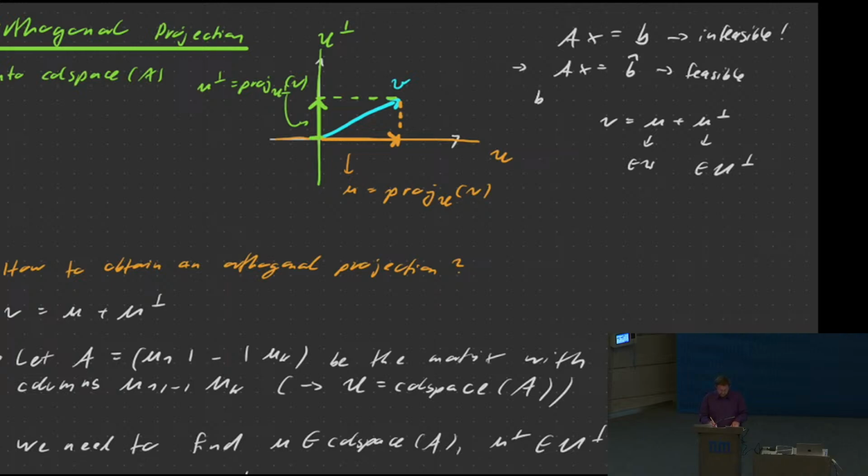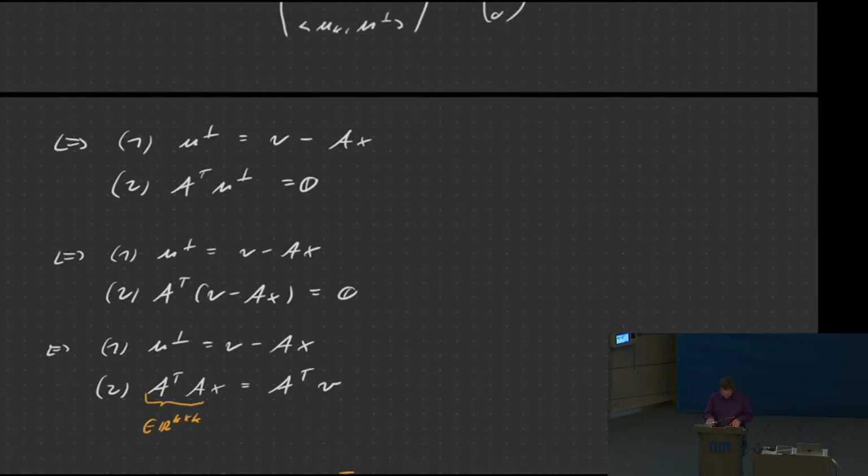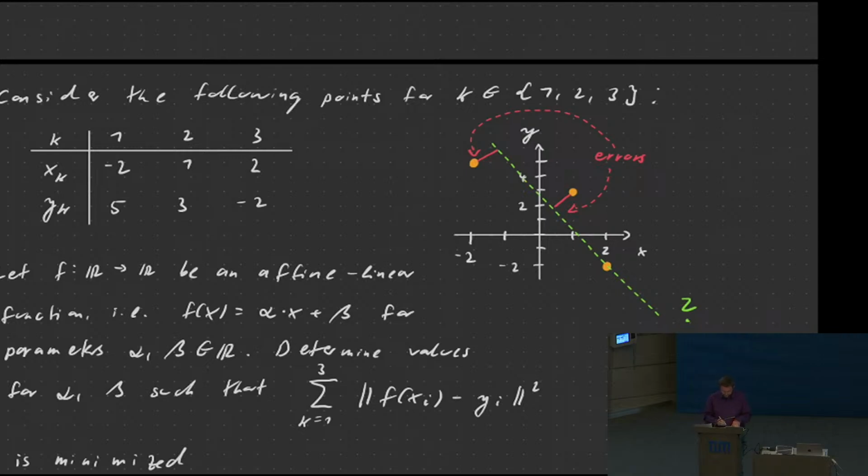Right? So basically, this norm will be minimized. Just move that out of the way here. That's the idea of this least squares method. I'll get back to that later on. Just a small look ahead.